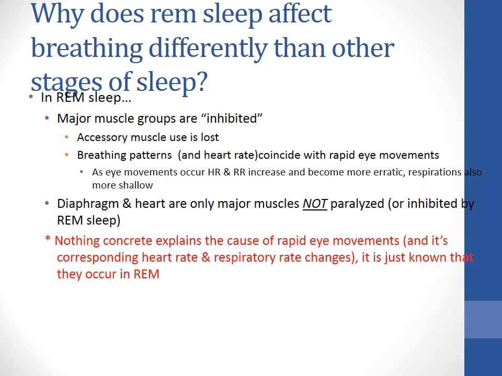You may see the respiratory rate increase or have to take a few deeper breaths, and the heart rate may become erratic as well. The diaphragm and heart are the only major muscles that are not paralyzed or inhibited during REM sleep. So they're the ones with the most control during this time. Nothing concrete explains the cause of rapid eye movements and why or how the heart rate and respiratory rate become so erratic during that stage of sleep, but it's known that respiratory rate and heart rate do change during REM sleep, that they do become less regular, so to speak.